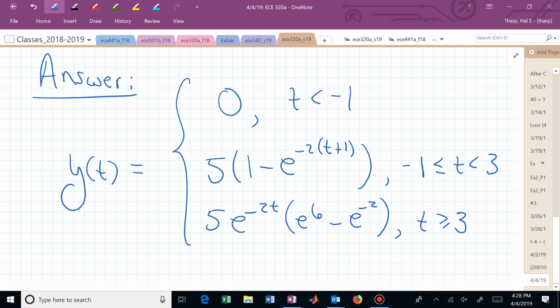You have e to the minus 2 times 0. E to the 0, 1. 1 minus 1, 0. So that's 0 at t equal minus 1. You evaluate this middle one at 3 and the bottom one at 3. It's a way to check your work. They better be the same.